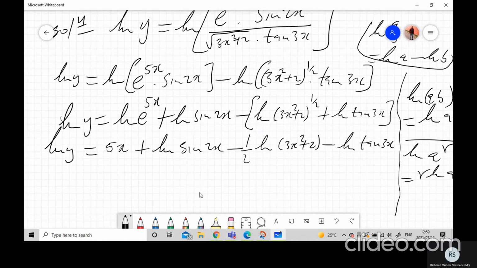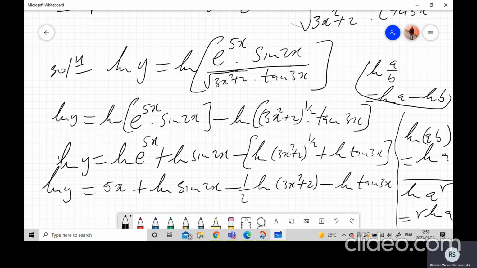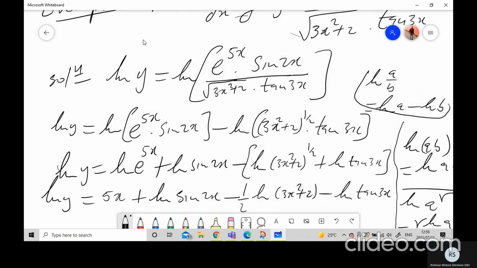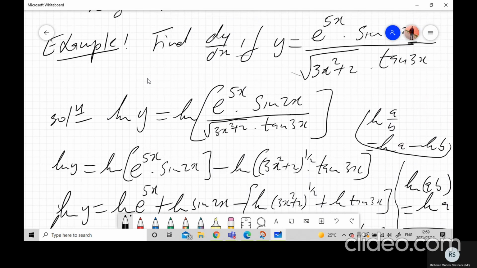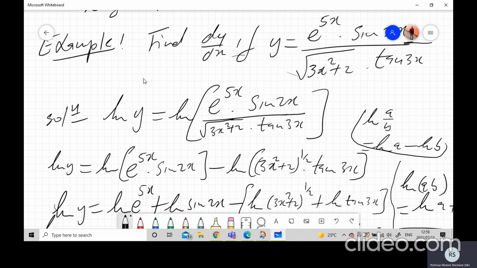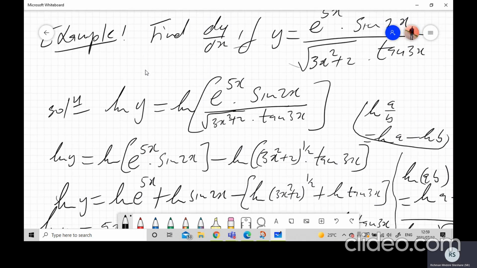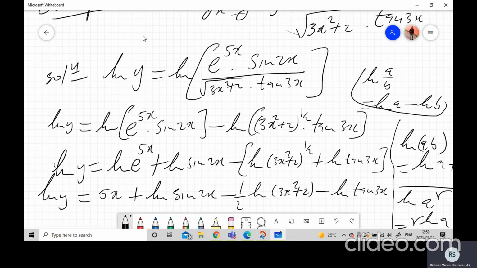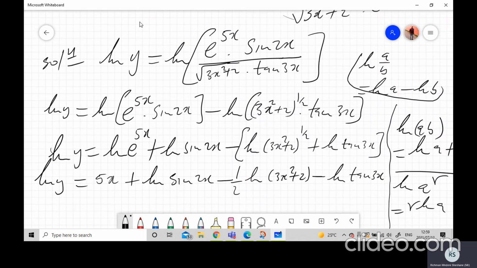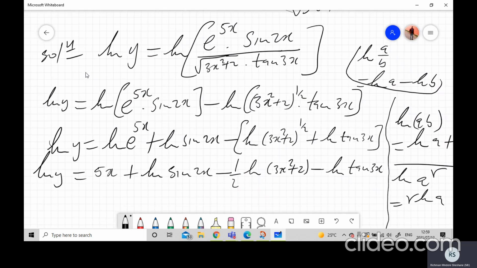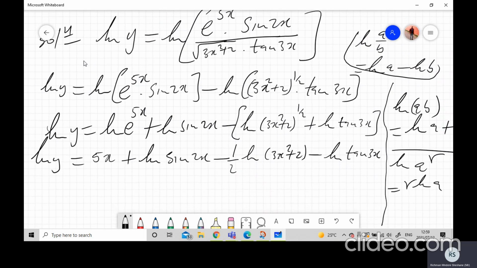Here we have our function y. My function y was a product and quotient of more than two functions. That's why we're using log differentiation. The first step was to introduce ln on both sides: ln of the left-hand side equal to ln of the right-hand side. And the second step is expanding your right-hand side using the log properties.